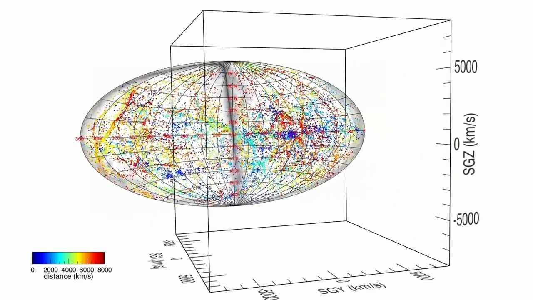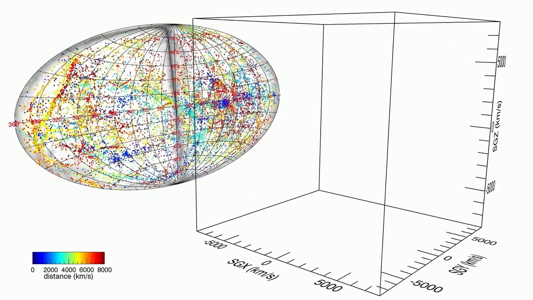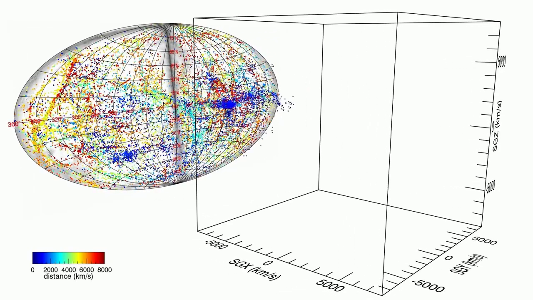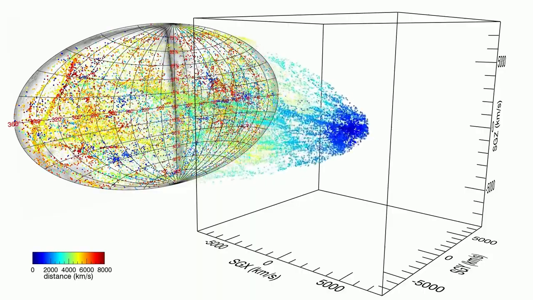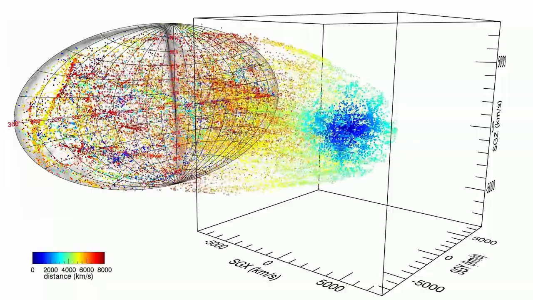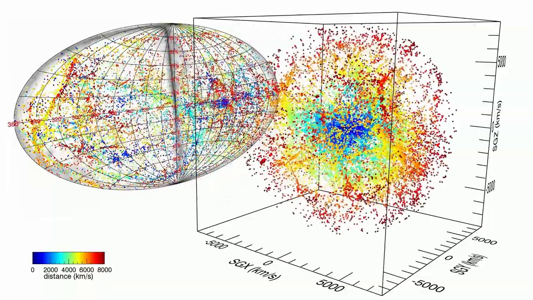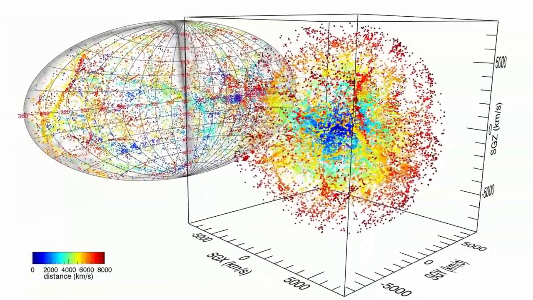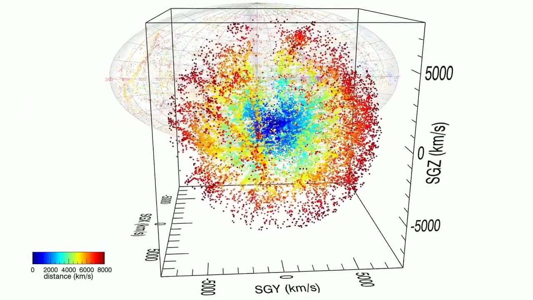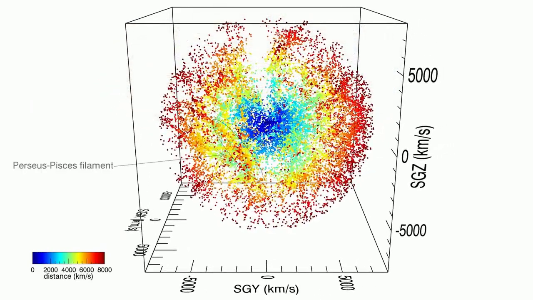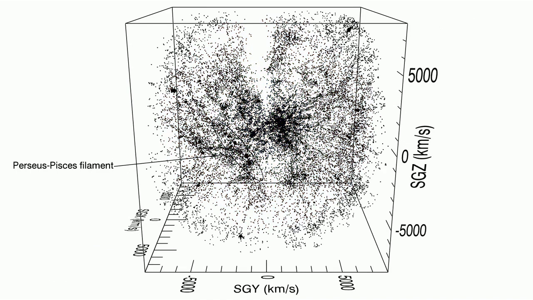Where do these galaxies lie in 3D? That's seen as we move galaxies from the flat 2D picture we had to a three-dimensional cube. The galaxies end up at their actual positions in the local universe. The Perseus-Pisces filament is the structure near the front of this view.